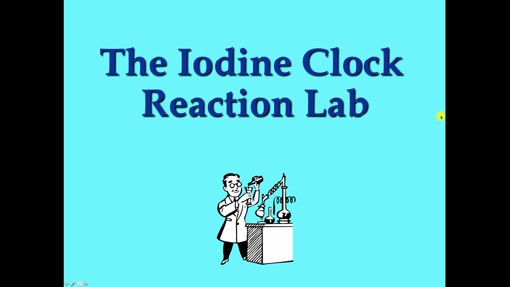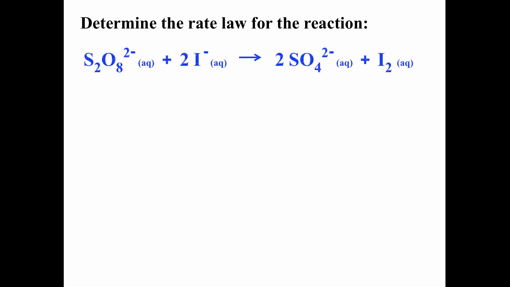This screencast goes over the calculations involved in the iodine clock reaction lab. Recall that we are determining the rate law for this reaction. The S2O8 2- ion, the persulfate ion, reacts with the iodide ion I- and makes SO4 2- and I2. And then I2 will react with starch and produce the color that we use to determine the rate of reaction.